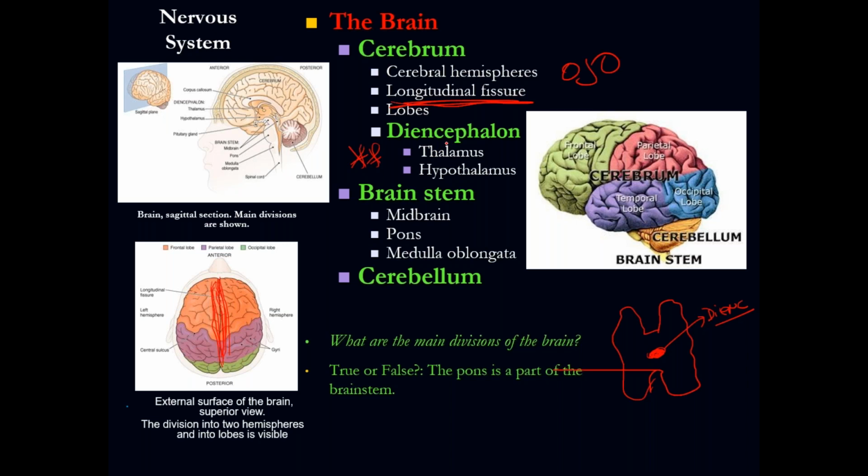The diencephalon is composed of gray matter. The gray matter is the structure that composes the diencephalon. What are the elements of the diencephalon? The thalamus and the hypothalamus. Thalamus and hypothalamus. Okay. All right.